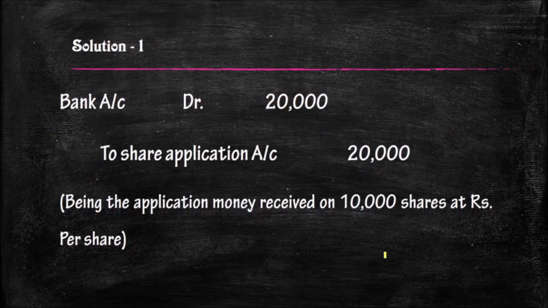Please look at the first entry. What will the first entry be? You have to write the entry by drawing the journal entry format. Bank account debited, 20,000. How are we getting the 20,000? 10,000, the number of shares, into application money 2. So bank account debited to share application, the minimum subscription amount we are receiving is 20,000. Don't forget to write the narration: being the application money received on 10,000 shares at rupees 2 per share. So that is the thing.